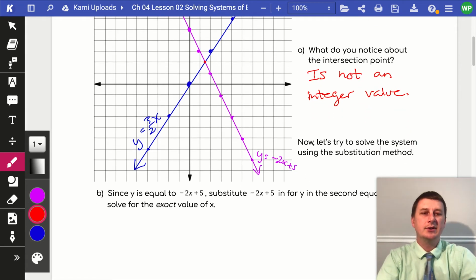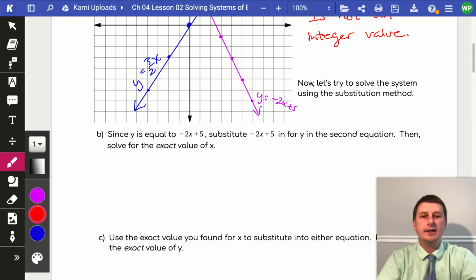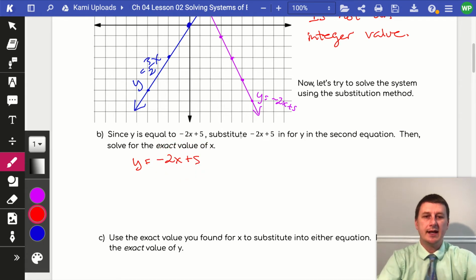And we're going to try to do that by solving the system using the substitution method. So it says since y is equal to negative 2x plus 5, substitute negative 2x plus 5 in for y in the second equation. So our second equation was y equals 3 over 2x.